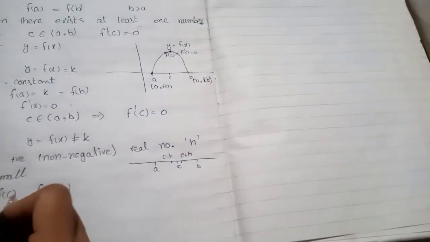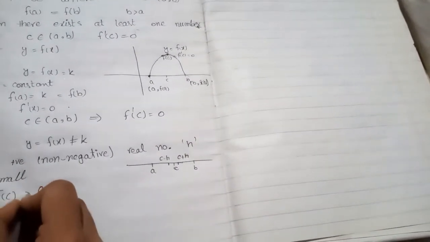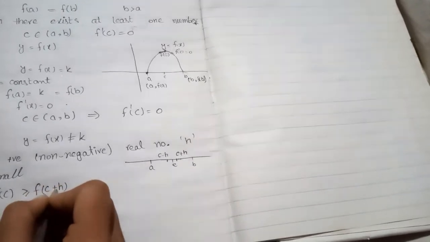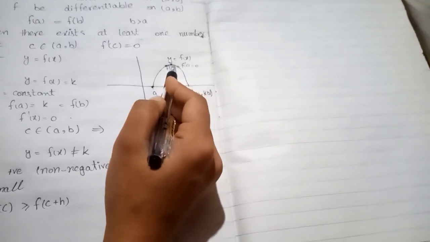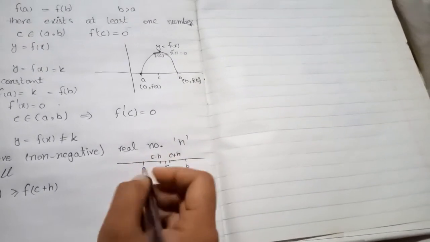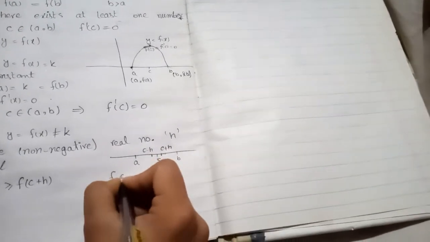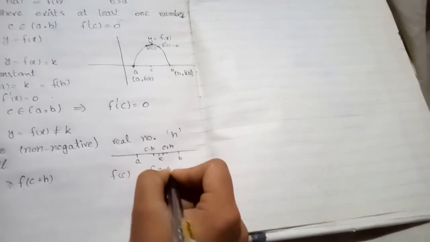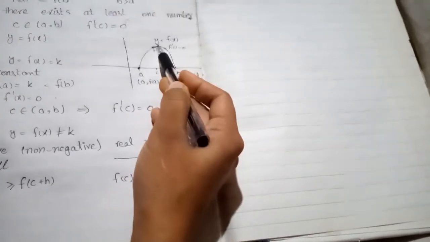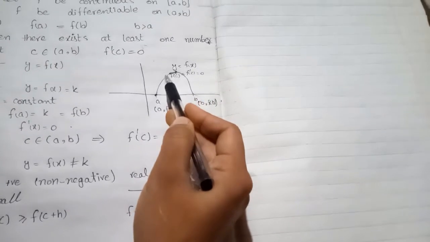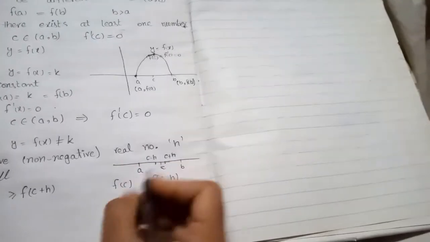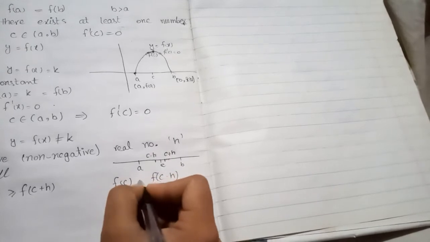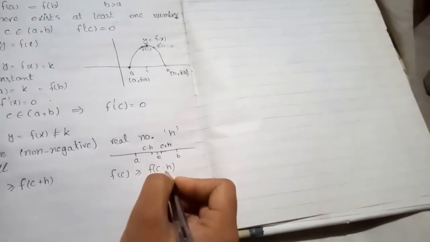Then we write here f(c) is greater than or equal to f(c+h). That means f(c) is greater than f(c+h), because the value is decreasing. And another way we say that if we have c minus h, then f(c) and f(c-h), the function's value is also decreasing or lower. Then we also say that f(c) is greater than or equal to f(c-h).